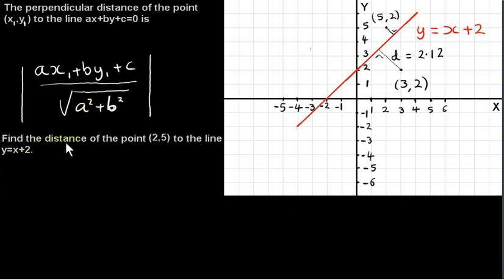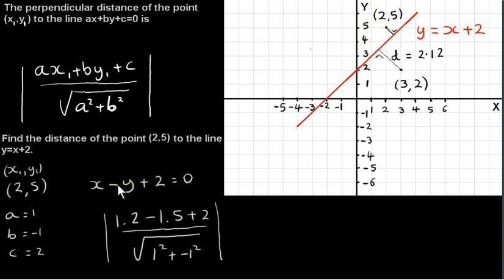In this next example, we're going to find the distance of the point (2, 5) from the line y = x + 2. So as before, we have to have our line in this form. A, the coefficient of x, is plus 1. B, the coefficient of y, is minus 1. C, the constant term, is 2. In this case, (x1, y1) is the point (2, 5).